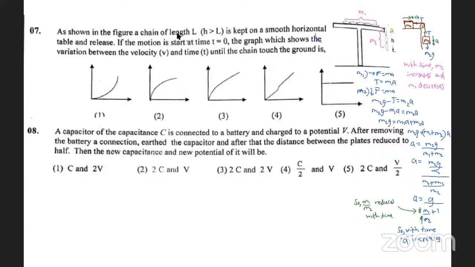As shown in the figure, length of chain L is greater than... What do you think? Why not 3? 3 is wrong somehow. 3 is a decreasing acceleration graph. No, the initial part is decreasing acceleration. If the acceleration is increasing, the v-t graph should look like this: increasing acceleration, increasing gradient, this way.